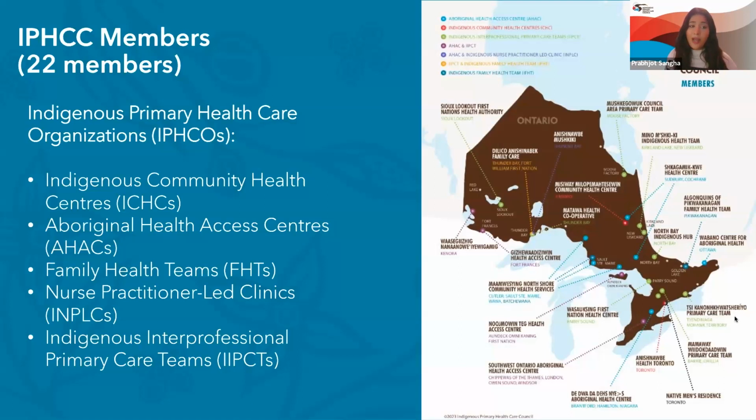So this is a map of IPHCC's membership throughout Ontario. We currently have 22 members that are made up of Indigenous community health centers, Aboriginal health access centers, family health teams, nurse practitioner-led clinics, and Indigenous interprofessional primary care teams.